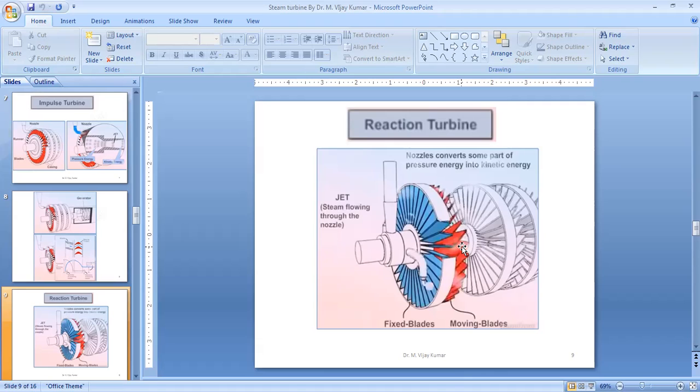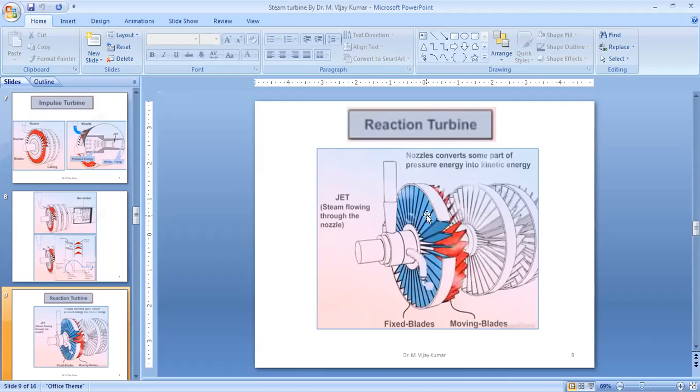Next, after these moving blades, you can see there is another fixed blade, meaning stationary blades. These stationary or fixed blades act like guide vanes. They guide the steam so that it hits the runner blades in the proper direction. When it is guided properly, the optimum efficiency will be increased.